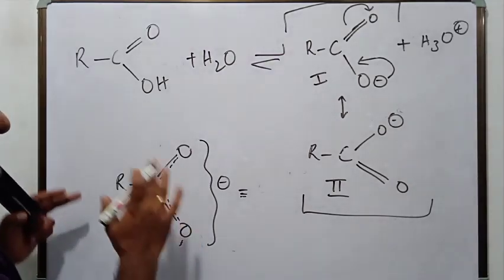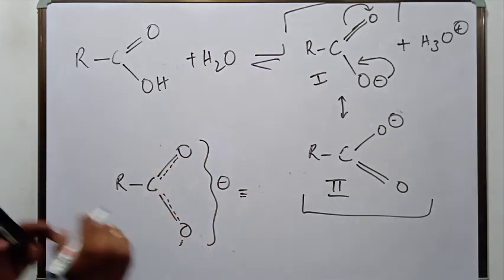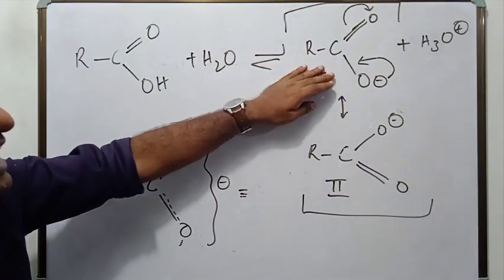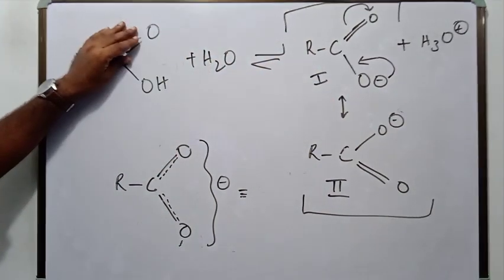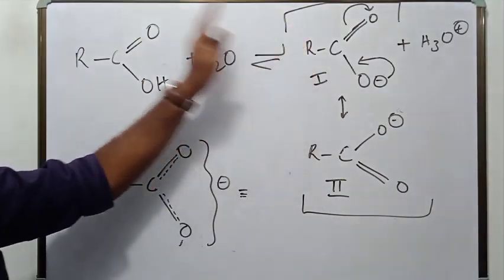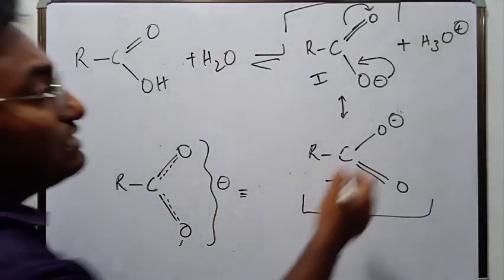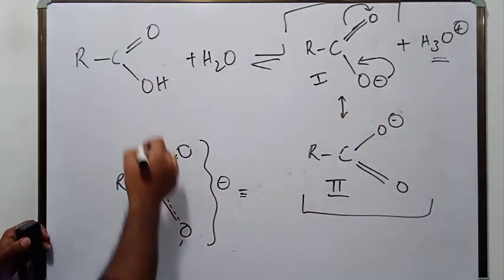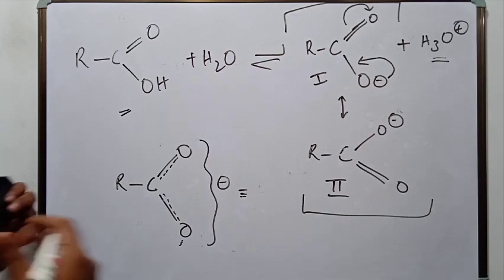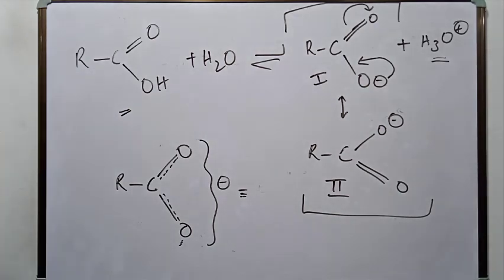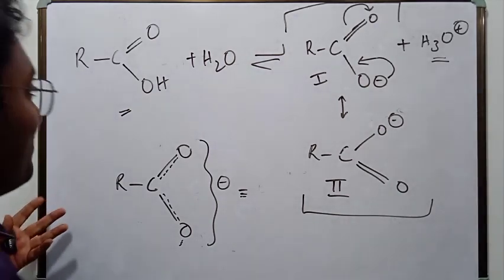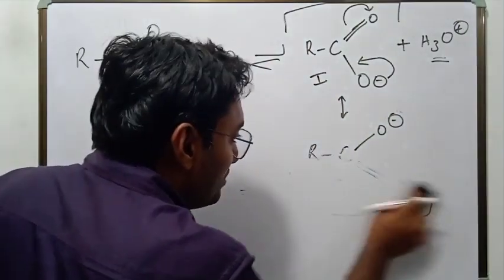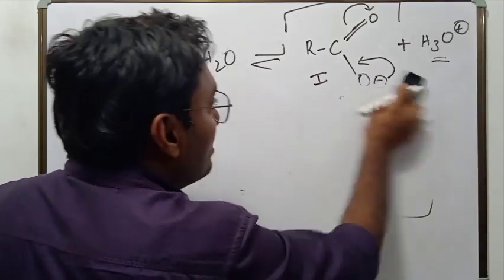The stability of the carboxylate ion is very high. So that is why the formation of carboxylate ion is favored, and the reaction will always proceed towards the forward direction, releasing more H plus into the system. Thereby the acidity of carboxylic acid is very high. That's the reason why the acidity of carboxylic acid is very high. I hope you have understood the reasons behind this.